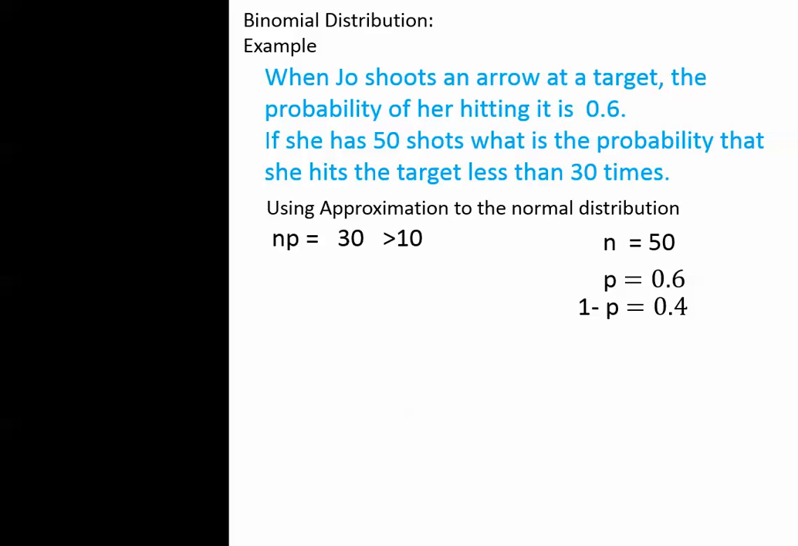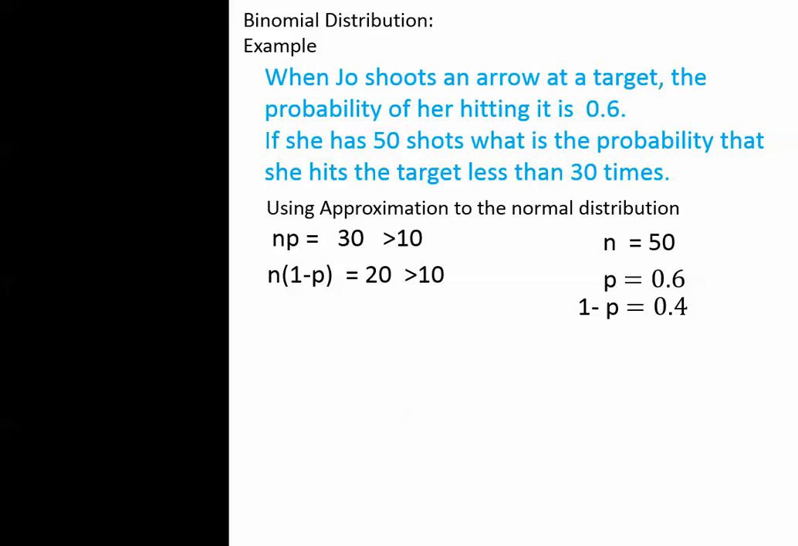Now, to check that we can use the normal approximation, we need to check two things. We have to see that NP is greater than 10. Well, NP is 50 times 0.6, which is 30. That's certainly greater than 10. Likewise, we have to check that N(1 take P) is greater than 10. Well, N is 50, 1 take P is 0.4, 50 times 0.4 is 20, which is greater than 10. So both these conditions hold. So in this case, the binomial distribution can be approximated by a normal distribution.